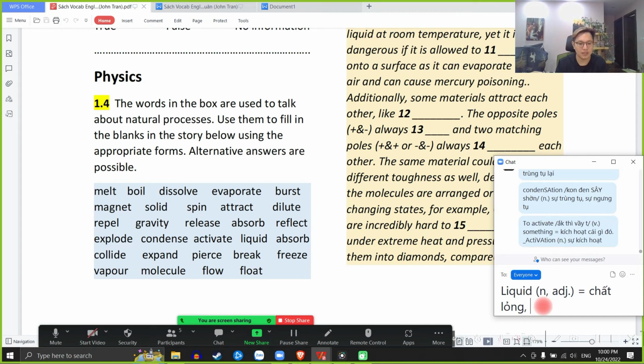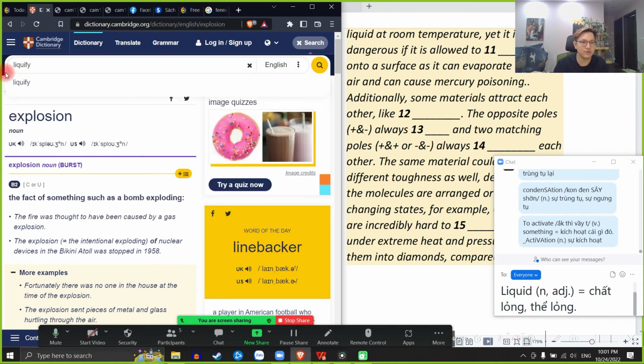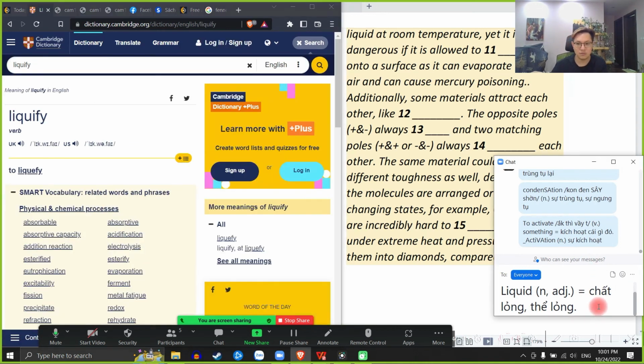Chất lỏng, thể lỏng, liquid. And the verb is to liquefy. The verb form is liquefy, trở thành thể lỏng. To liquefy. To become liquid.